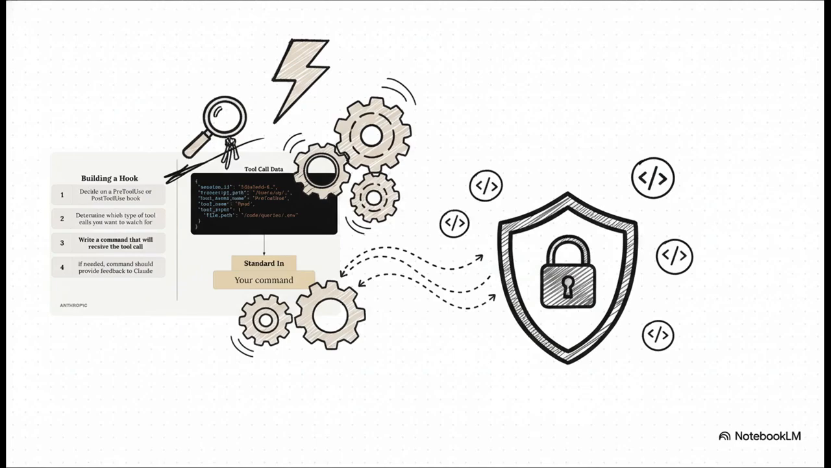So you're probably wondering, how does my script even know what the AI is doing? Well, it's simple. Claude just pipes a clean JSON object right into your script's standard input. And that JSON tells you everything you need to know. The name of the tool, like read, and all its parameters, like the exact file path it wants to access. Your script gets all the context it needs to make an intelligent decision.